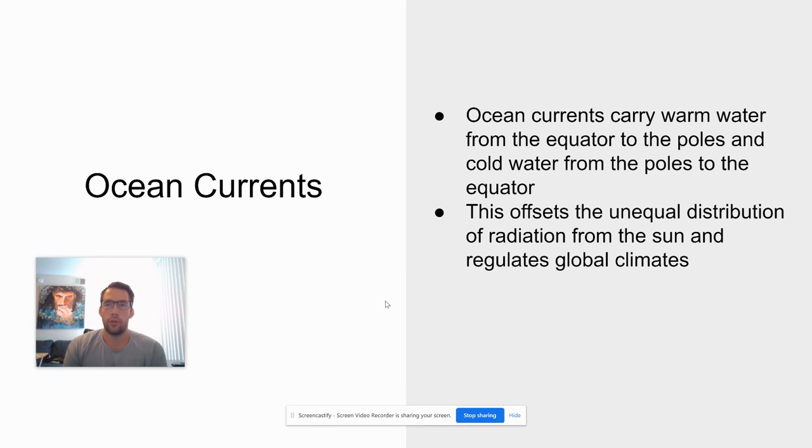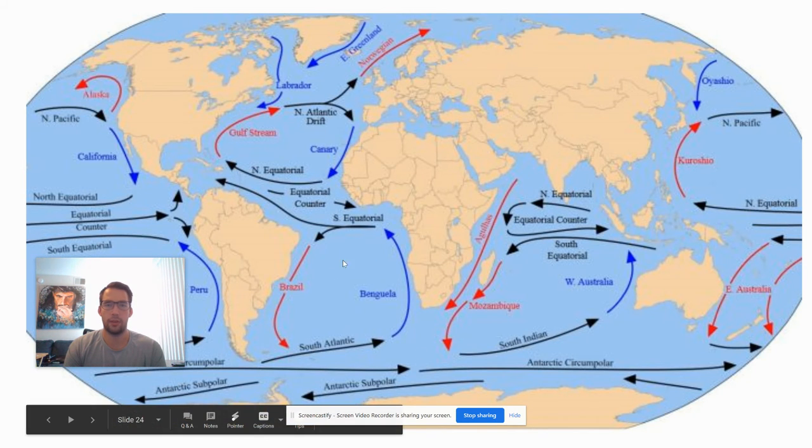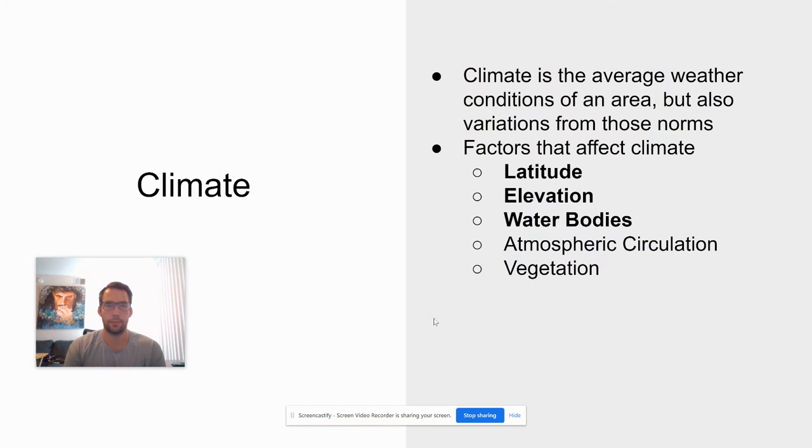So ocean currents also help move warm water from the equator to the poles and cold water from the poles to the equator. This offsets the unequal distribution of radiation from the sun and regulates global temperatures so that it's not scorching hot at the equator and not super freezing at each of the poles. This shows the visual, so we can see the blue arrows coming in from the poles to the equator, then the red arrows going from the equator to the poles. That is the circulation of water in the oceans.